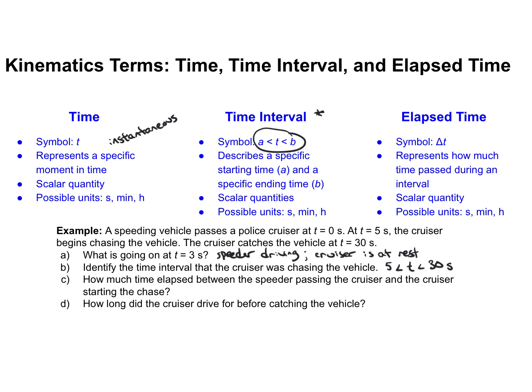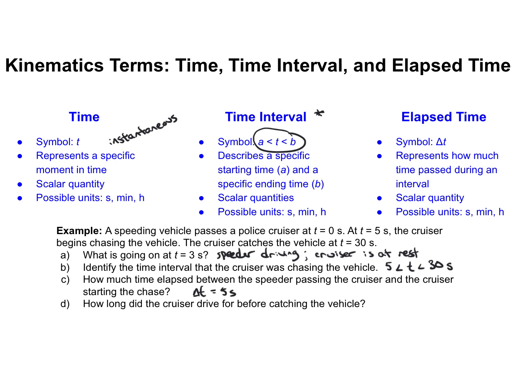C, how much time elapsed between the speeder passing the cruiser and the cruiser starting the chase? So that would be 5 seconds. Okay, 5 seconds elapsed between when the speeder passed the cruiser and when the cruiser started chasing it. But the goal for this slide is to get you to use the symbols properly. So instead of just writing 5 seconds as your answer, I'm expecting to see delta t equals 5 seconds.